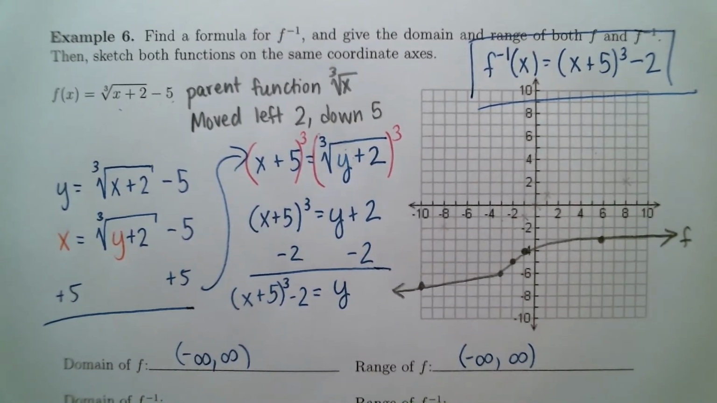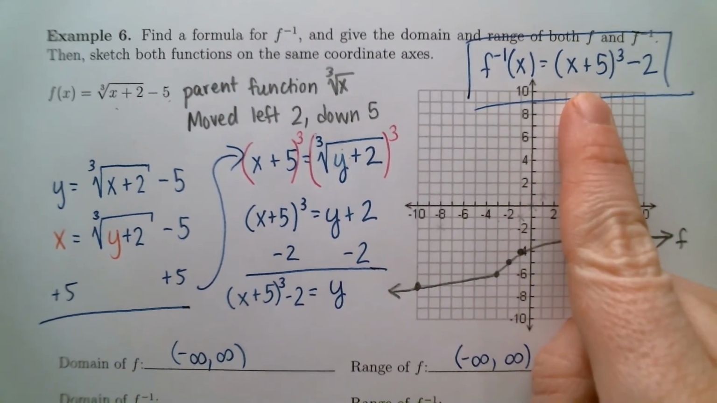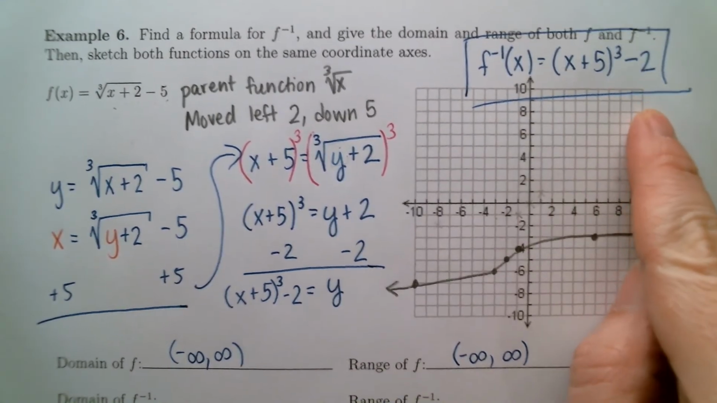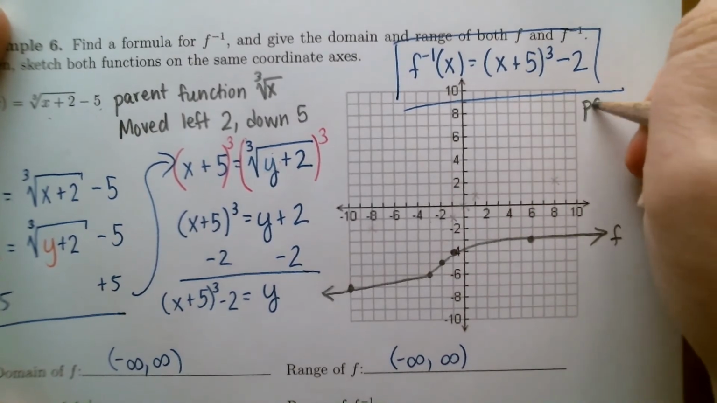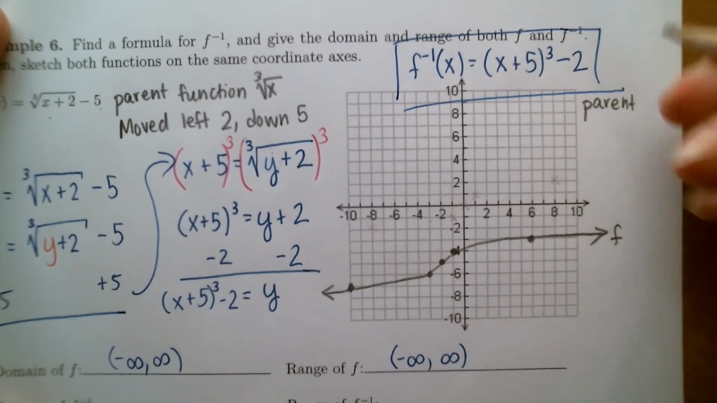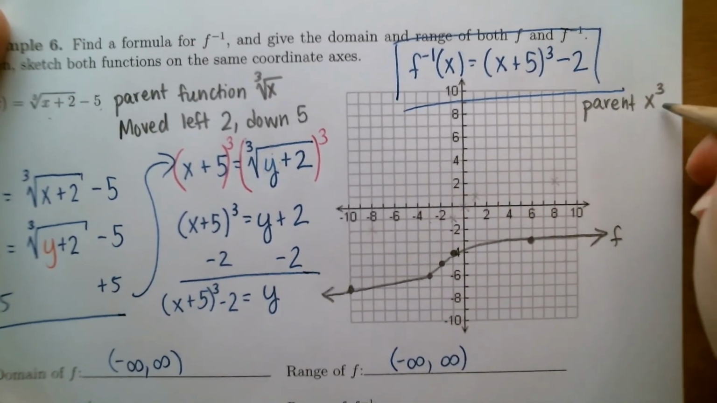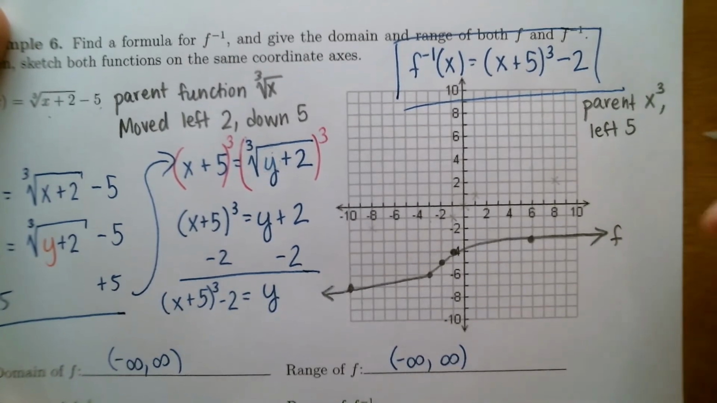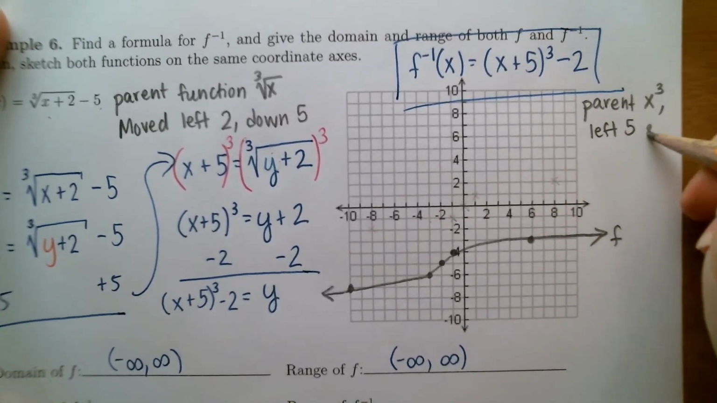Parent function, x³, and since we're adding inside parentheses, we're going to go left 5, and then we're subtracting 2, so we're going to go down 2. Let me write that down. So this is going to be parent function of x³. The plus 5 in parentheses means we go left 5. We're going to do that first, do the parentheses first, and then the minus 2 outside of parentheses means we go down 2.